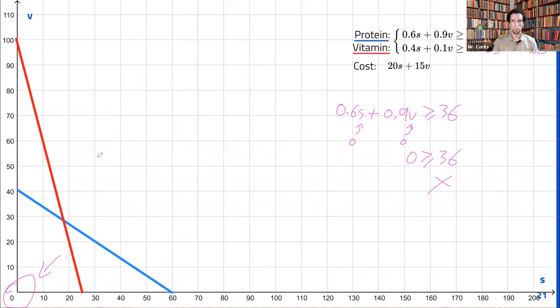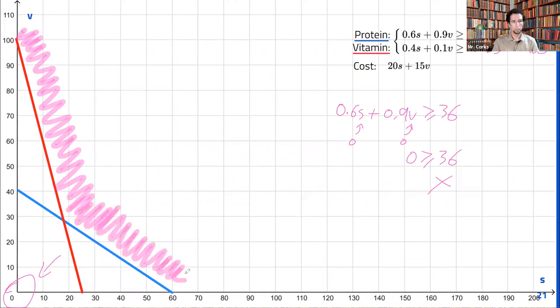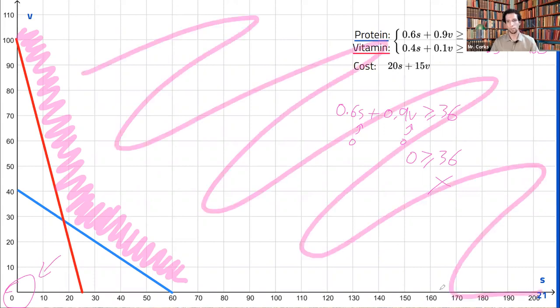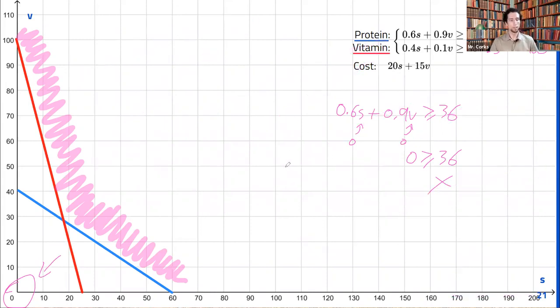The one we just looked at was the blue one. So everything above the blue line, everything above the red line. But when we put those together, it's this area here, and then extending off into infinity, all of this space as well. But I'm not going to shade all that in because it just looks messy.